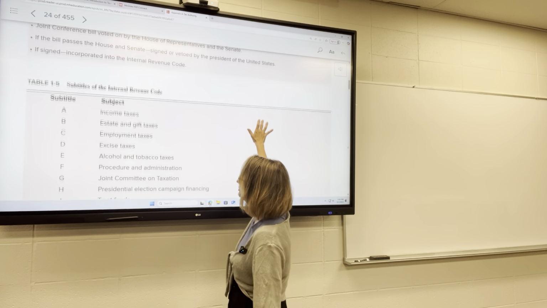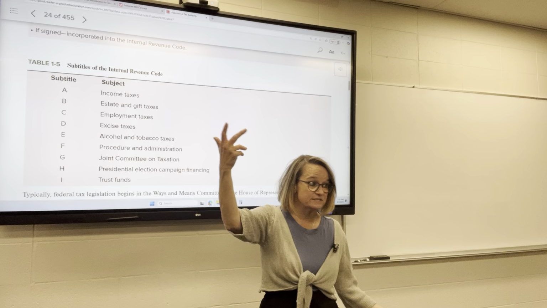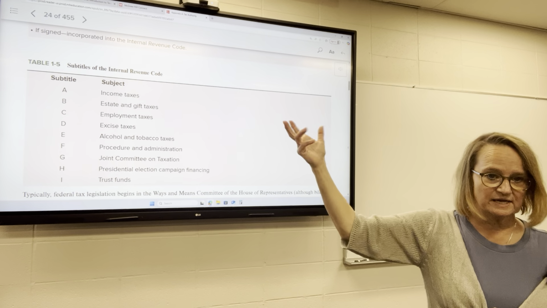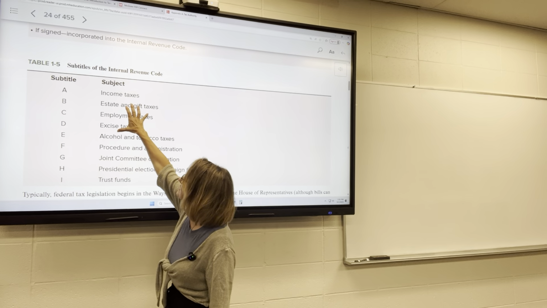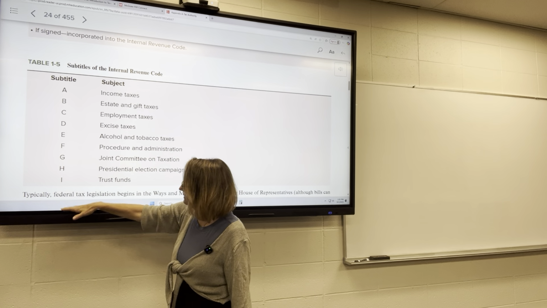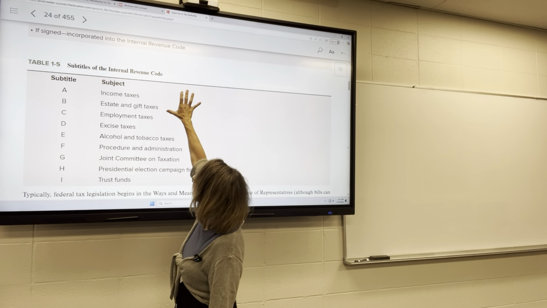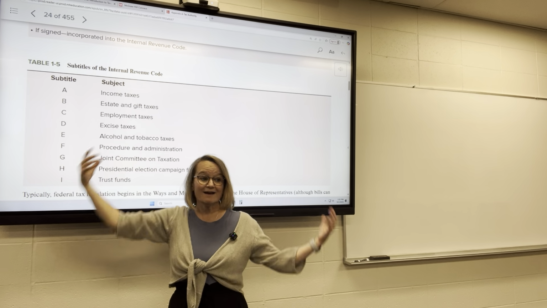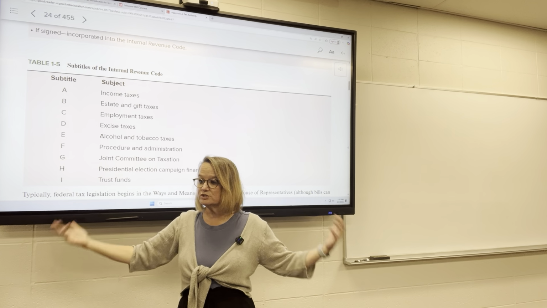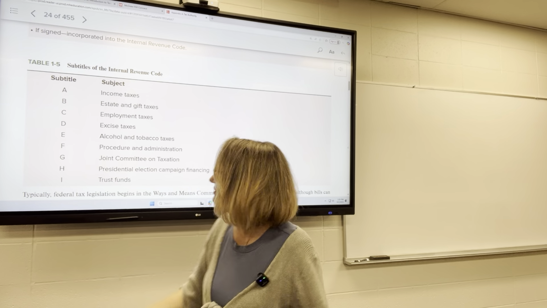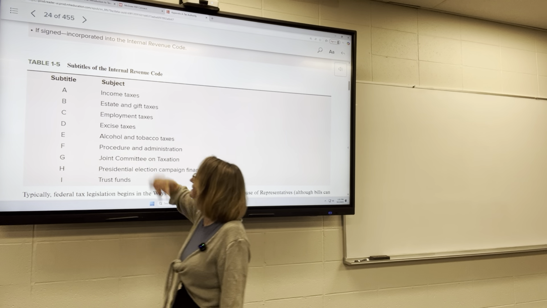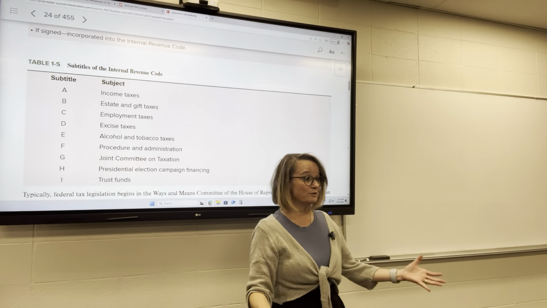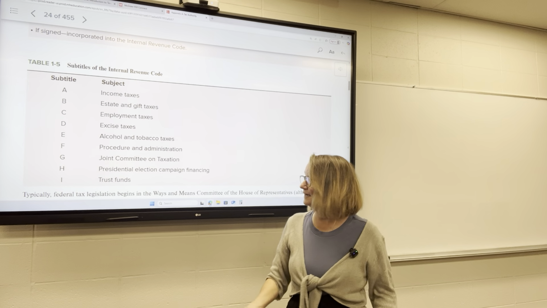The Internal Revenue Code, otherwise known as the IRC, because we like to abbreviate everything and have acronyms for everything, has different subtitles within it. So this is the Revenue Code. So this is everything related to the generation of revenue in the country. The very first subtitle is Subtitle A, Income Taxes. That's what we're talking about in this class, our income taxes.